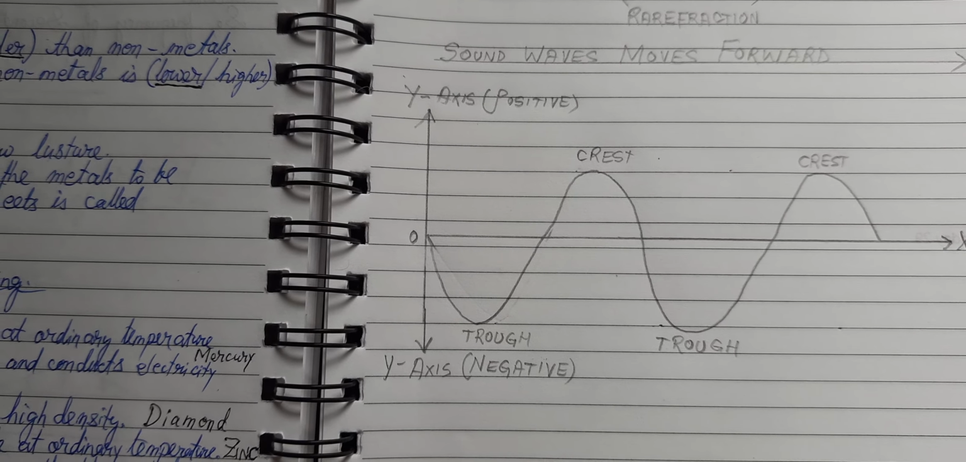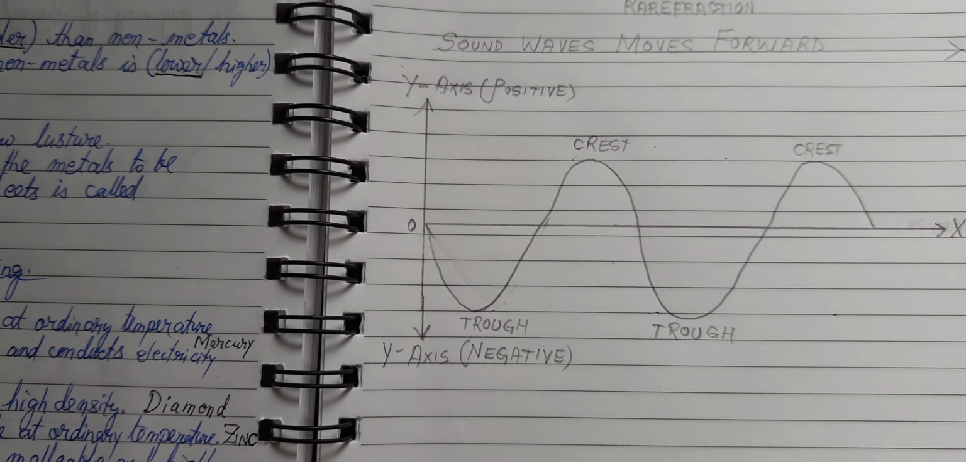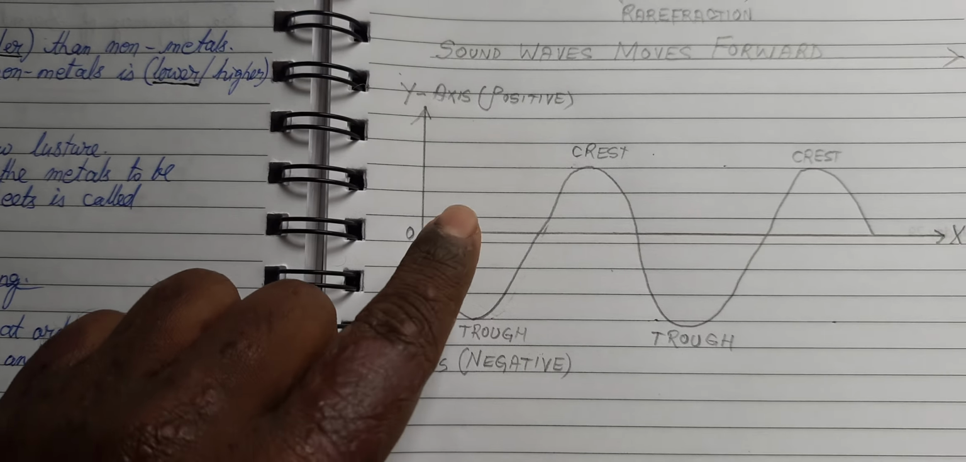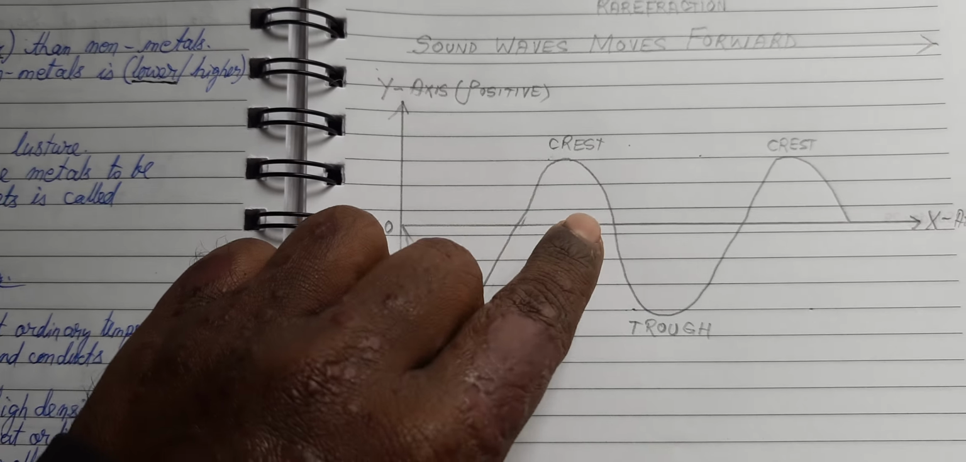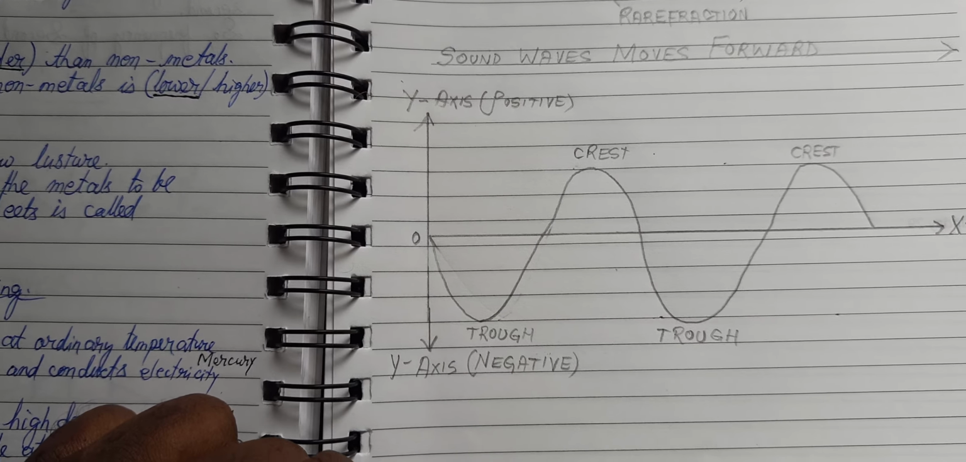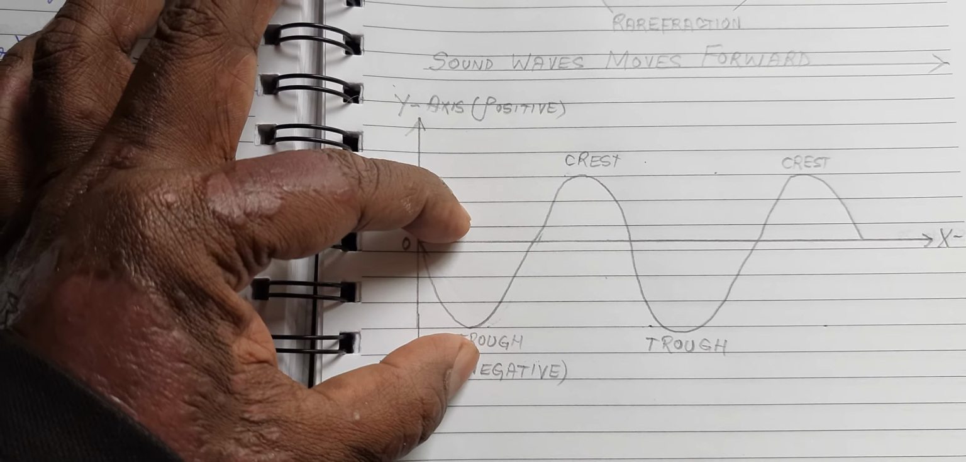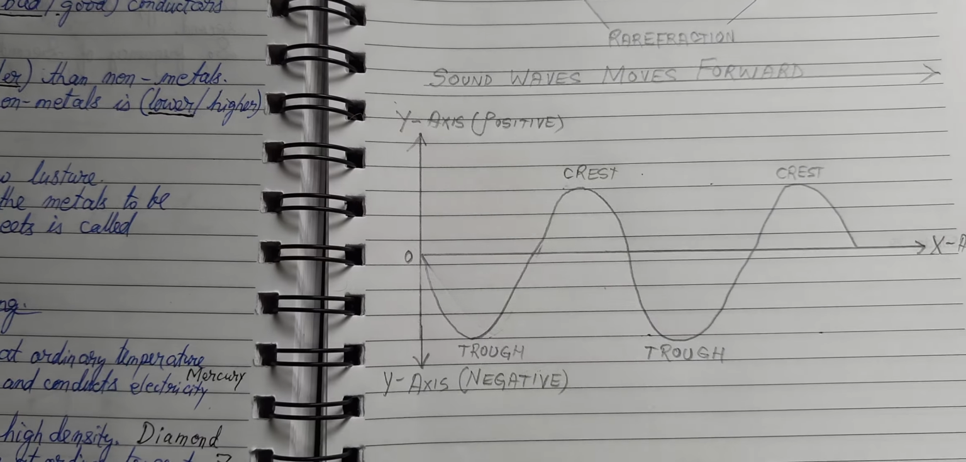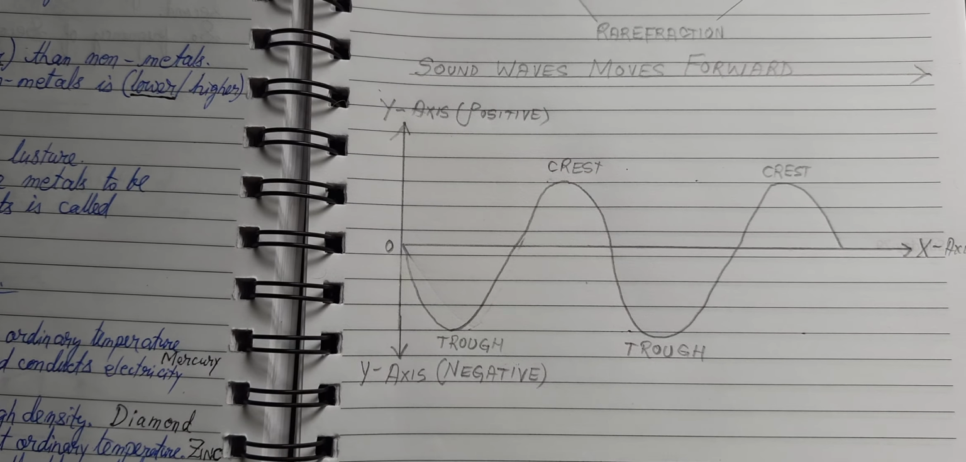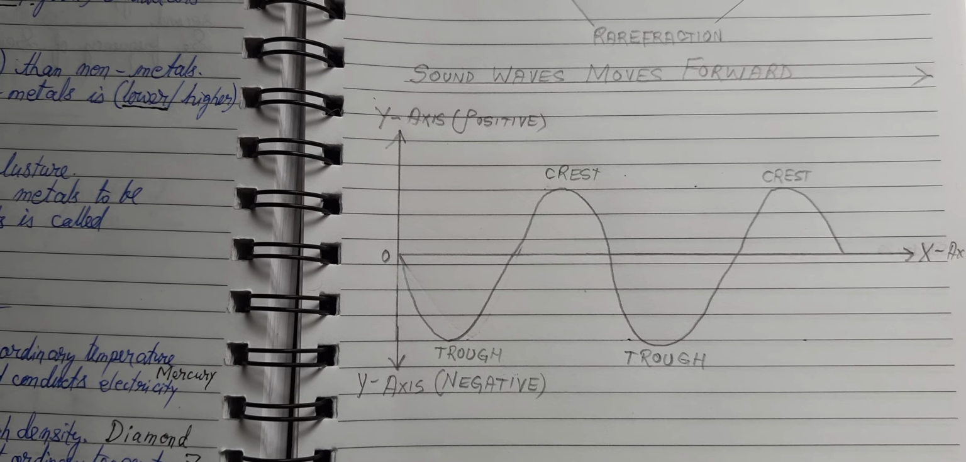So the maximum displacement or movement of the wave from the mean position, either at the bottom or at the top, is called amplitude. And the bigger the distance or the amplitude, the louder will be the sound. So loudness of the sound depends on amplitude.